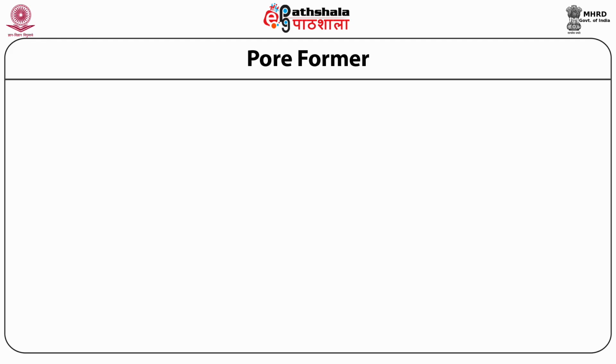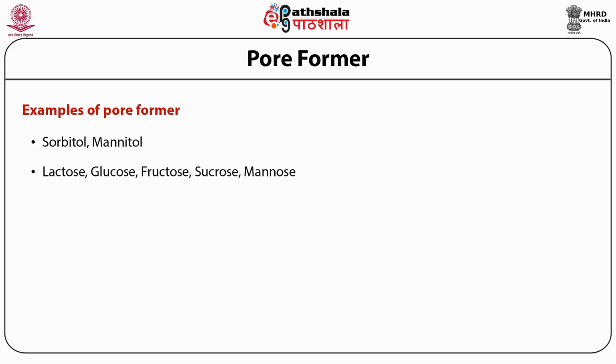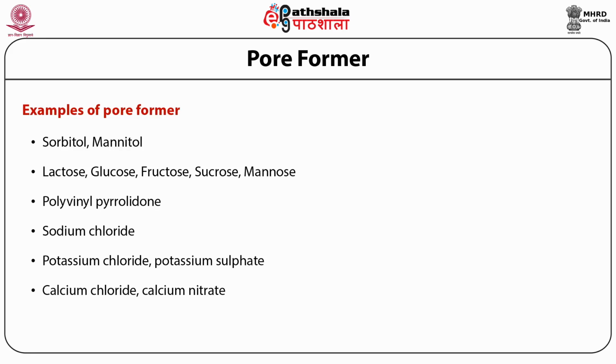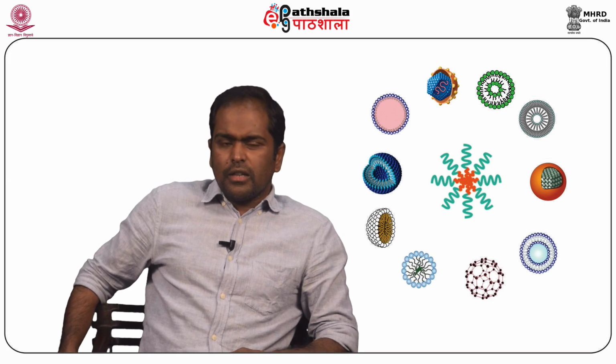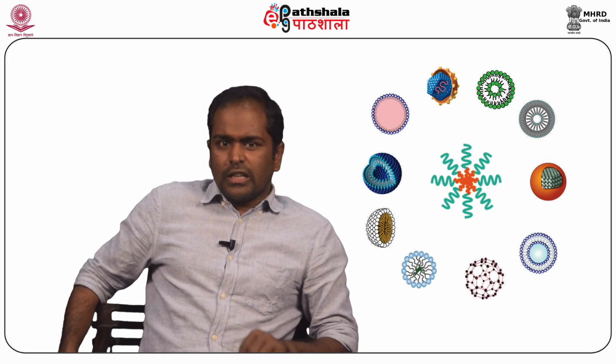Some of the materials used as pore formers are sorbitol, mannitol, lactose, glucose, fructose, sucrose. So they are basically similar to osmogens in some cases. Some are different, like polyvinyl pyrrolidone, some salts and amino acids. Now, this is another important component of such drug delivery devices.